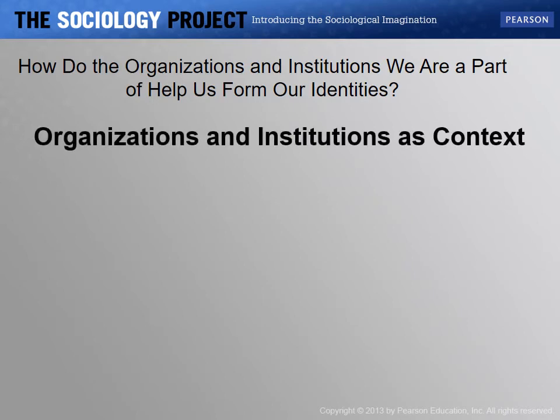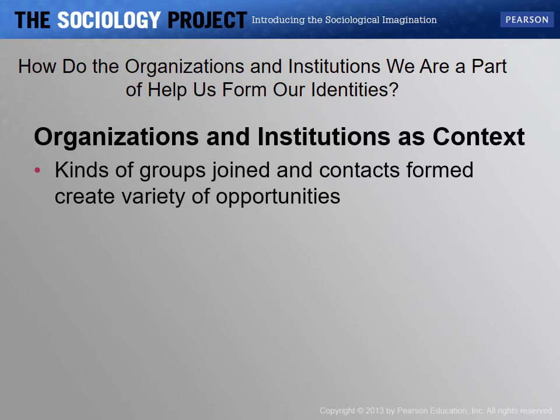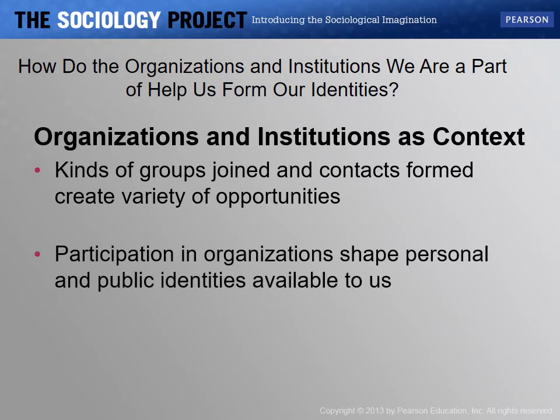How do organizations and institutions we are part of help form our context? Well, organizations and institutions are very critical. It's one of those social institutions that is extremely important in forming identities. Think about the institution of religion, how that helps a person form their personal identity. Participation in organizations shapes the personal and public identities available to us. So growing up in a family with a parent who's in the service has a direct impact on how we personally and publicly identify.